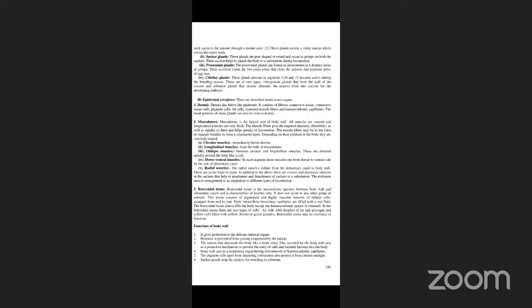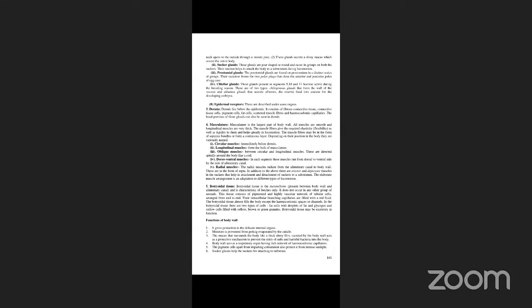So what is the function of the body wall? The body wall gives protection to the internal organs. It retains moisture, so it protects against moisture evaporating from the cuticle. And the mucus that surrounds the body is slimy. It forms a slimy film-like structure secreted by the body wall, and it is a protective mechanism to prevent the entry of salt and other harmful bacteria into the body.